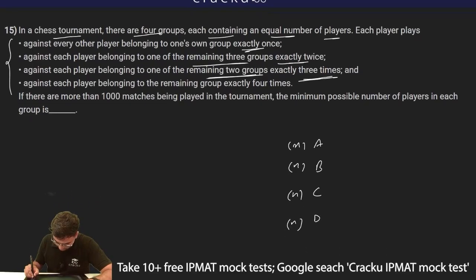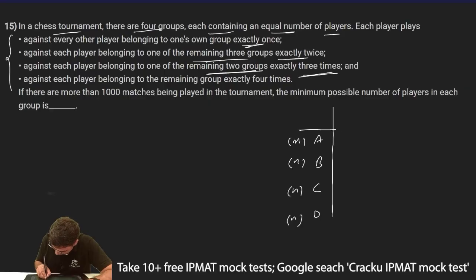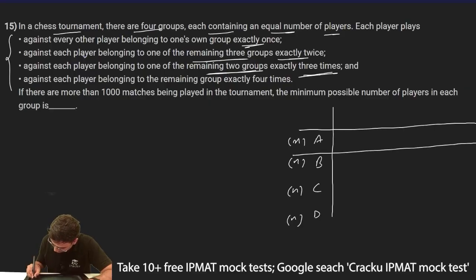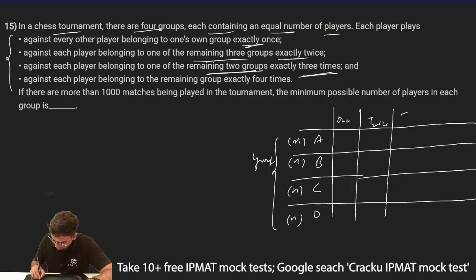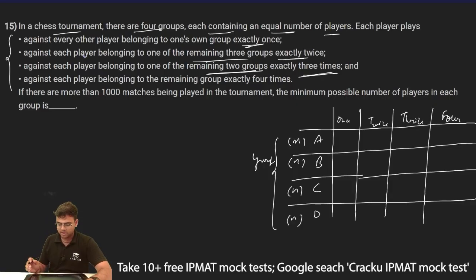What I'll do is basically I'll make a table for it, and I'll make a count of who is playing against whom for exactly once, exactly twice, exactly thrice, and similar. So first of all, they have to play exactly once, within their own group only. So these 4 are the groups. Then they have to play with one of the groups exactly twice, with one of the groups exactly thrice, and with one of the groups exactly 4 times. So let's say with A.